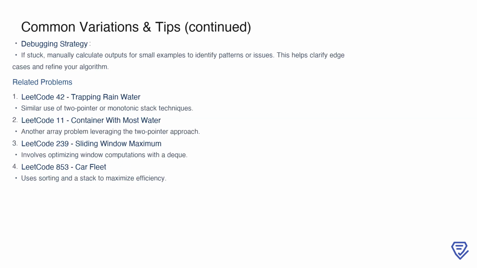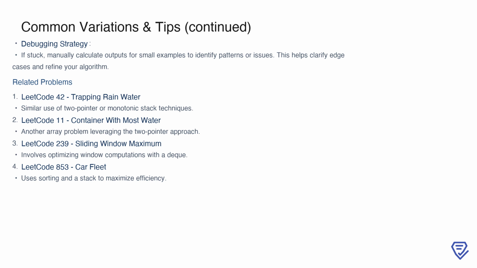If you find yourself stuck, one effective debugging strategy is to manually calculate outputs for small examples. This can help you identify patterns or issues in your logic, which is particularly useful for understanding edge cases and refining your algorithm. Now, this problem also shares similarities with other well-known challenges, which can provide additional context and inspiration for your approach. For example, LeetCode 42, trapping rainwater, and LeetCode 11, container with most water, both involve techniques like the two-pointer method or monotonic stacks to achieve optimized solutions.